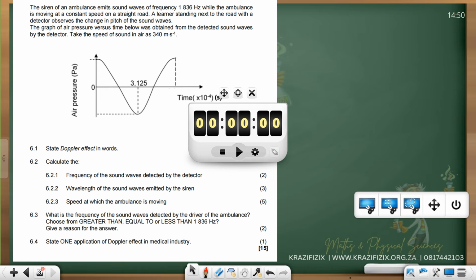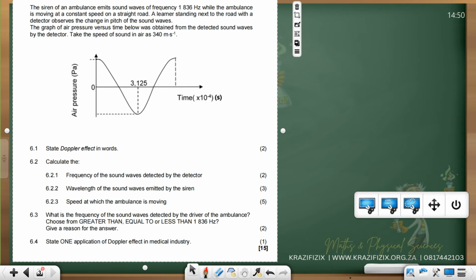Okay, guys, I think we are done here. We got to run quickly. Now, the siren of an ambulance emits sound waves of frequency 1836 hertz while the ambulance is moving at constant speed. Don't forget, moving at constant what? Speed. A learner standing next to the road with a detector observes. So our listener is stationary. The graph of air pressure versus time below was obtained from the detected sound waves by the detector. Take the speed of sound.